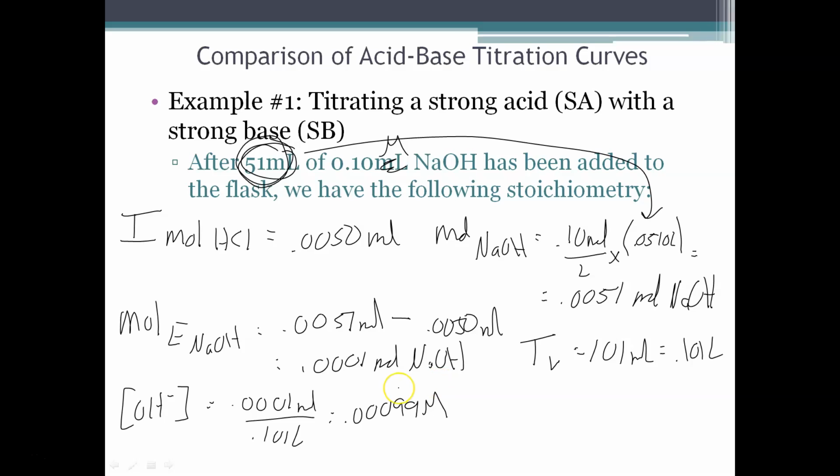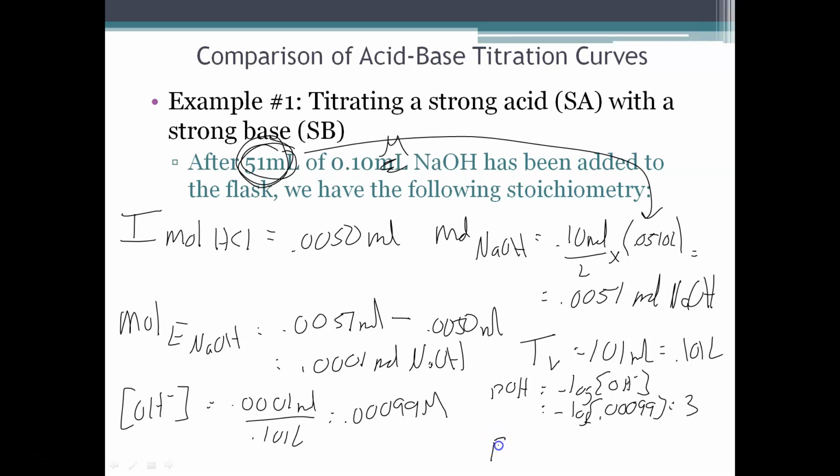So how do I find the pH? Well, I need to find the pOH first because I have my hydroxide concentration. And there's a relationship between that, right? So I'll review it here. So we're going to find our pOH first. pOH is negative log of your hydroxide concentration, which is negative log of 0.00099. And that's going to give me approximately 3 for my pOH.